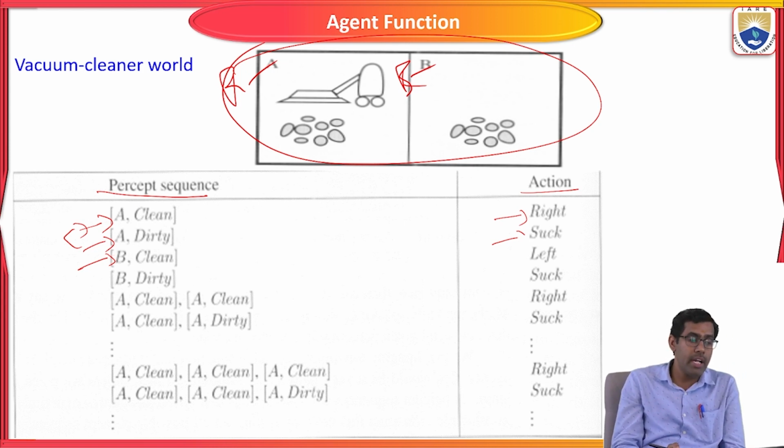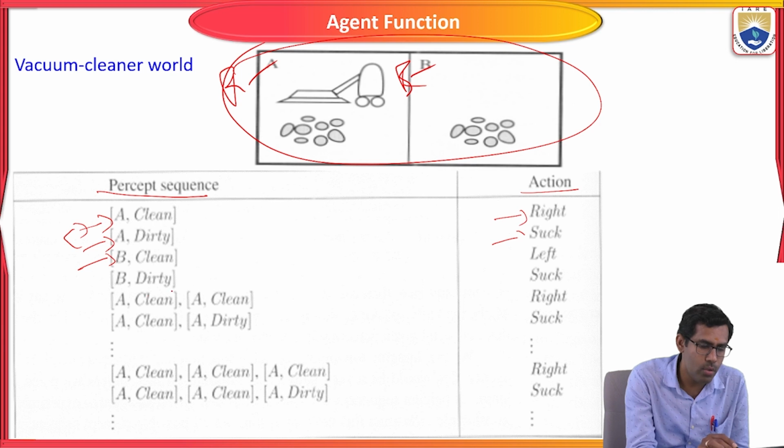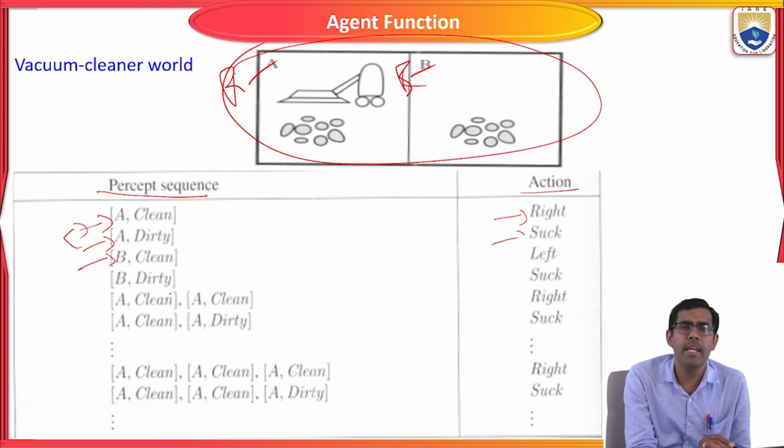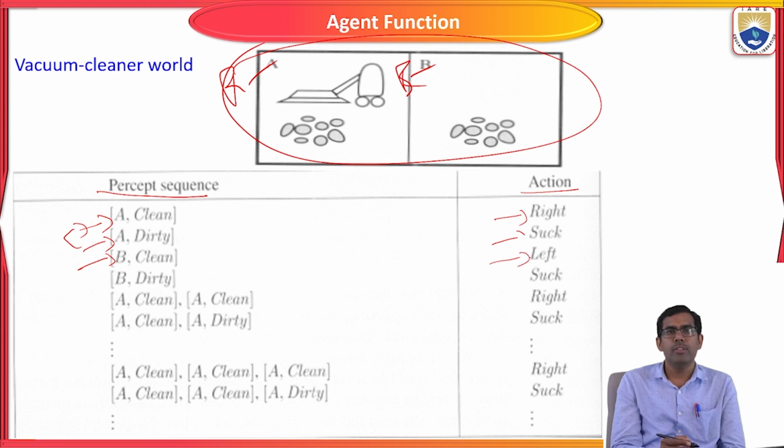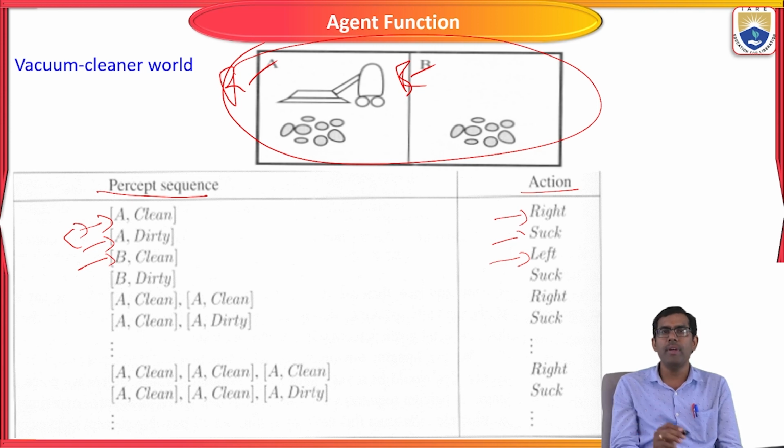Okay, so B comma clean. What is the statement here? B comma clean. If it is so, it will move to the left. Because we have two rooms, it will either move right or move left. So now it will give the instruction to the AI machine to move left if the room is clean.